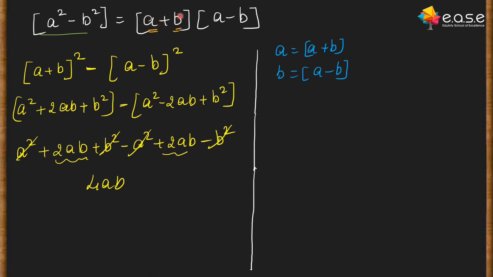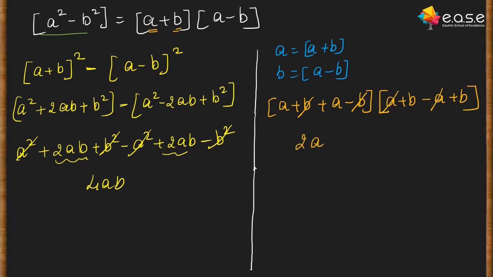That means we are simply going to add these two together in one bracket and subtract these two in the other bracket. So a plus b plus a minus b, correct, into, what is the other bracket? A minus b, that is a plus b minus a plus b, correct? Now what's going to happen here? This b and this b will cut off and this a and this a will cut off. We are left with 2a.